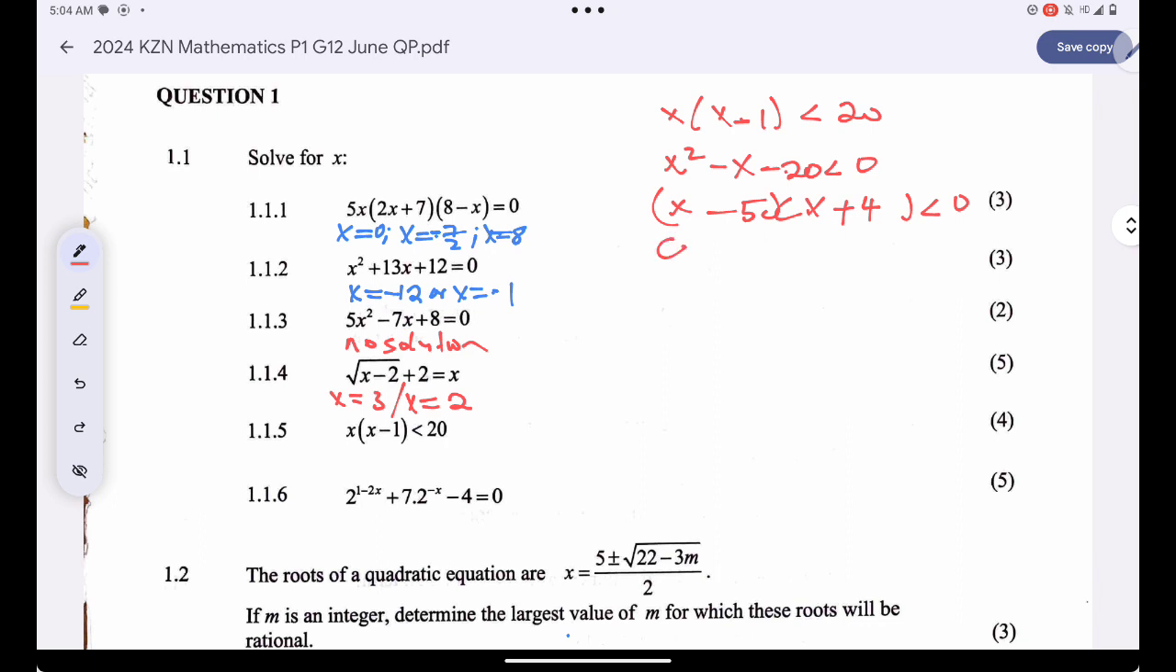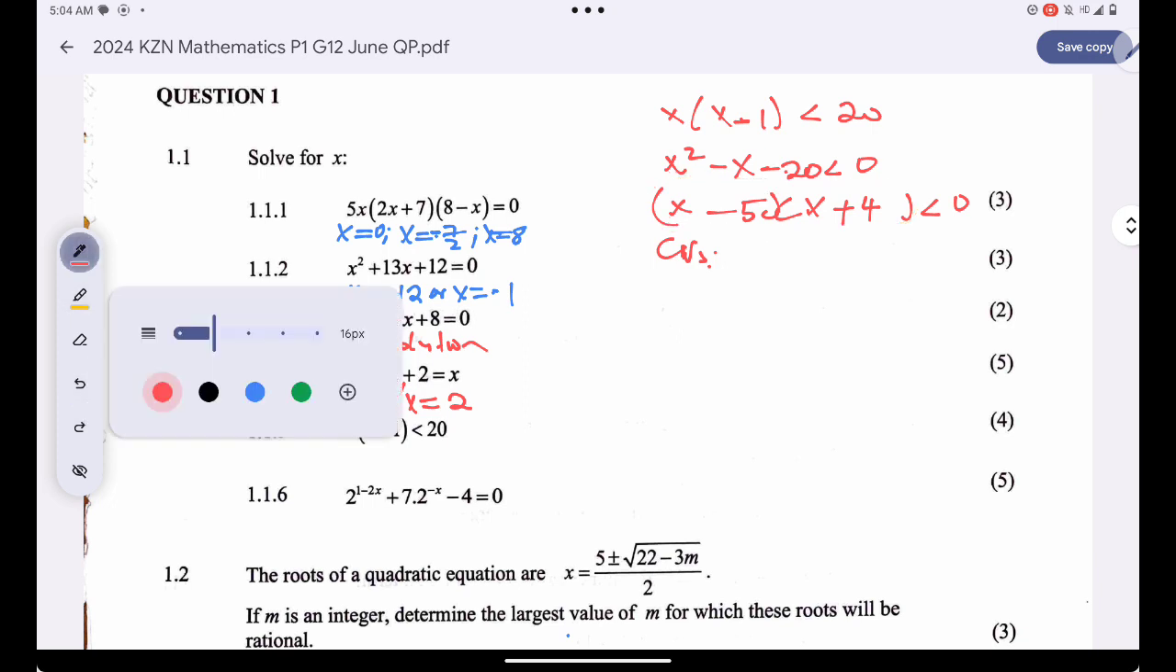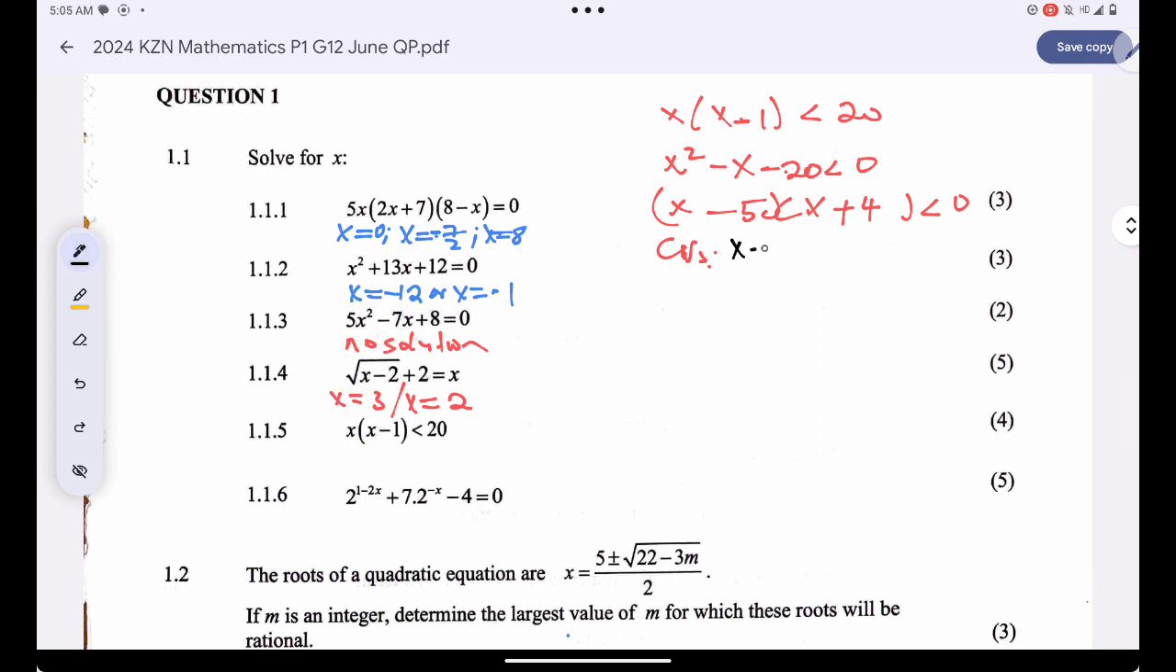And then I must write down my critical values. Critical values are x values that, whenever I substitute on this step rather, I will get a 0. All right, together. So my critical value, x is equal to 5 or x is equal to negative 4.